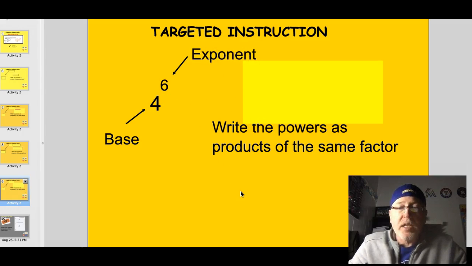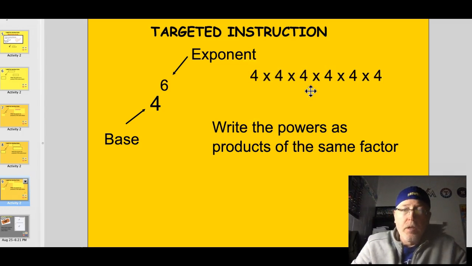Go ahead and write that power as a product of the same factor. All right, let's see if you got it right. Well, it's 4 to the 6. Let's make sure I got 6 of them. 4 times 4 times 4 times 4 times 4 times 4. There's 6 4s, and they all have multiplication signs in there. I took and broke that down. I wrote that power as a product of the same factor.